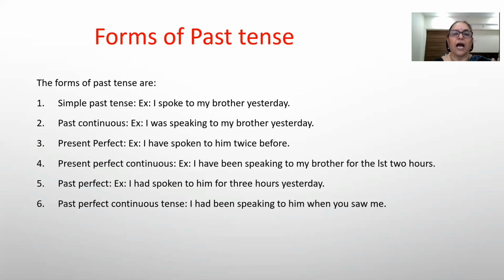Now past perfect tense, I had spoken to him for 3 hours yesterday, long back. Past perfect continuous tense, I had been speaking to him when you saw me. So all these 6 forms are used to tell the action which happened, completed, maybe recently or maybe long back. Depending upon that, you have to choose the tenses there. But they are all past tense, the work which is completed. Okay, I think you have understood.